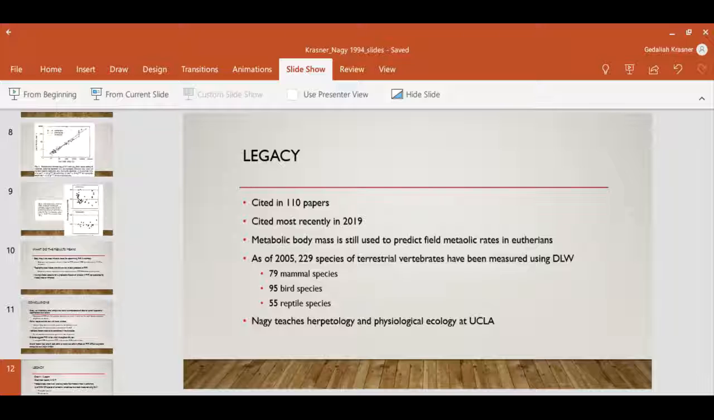As of 2005, doubly labeled water estimates of 229 terrestrial vertebrates have been measured, including 79 mammal species, 95 bird species, and 55 reptile species. The author, Ken Nagy, has since retired from studying field metabolic research and is now a herpetology and physiological ecology professor at UCLA.